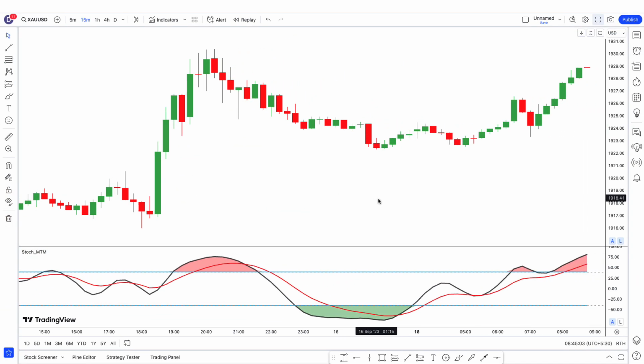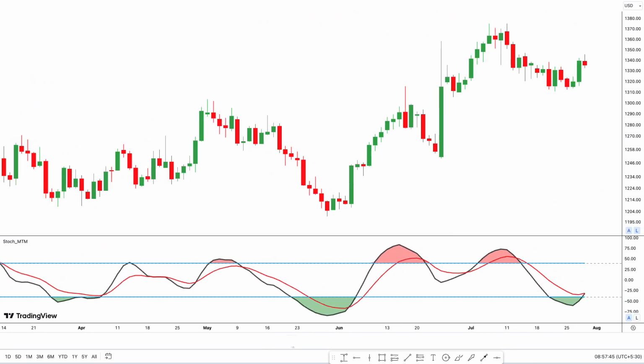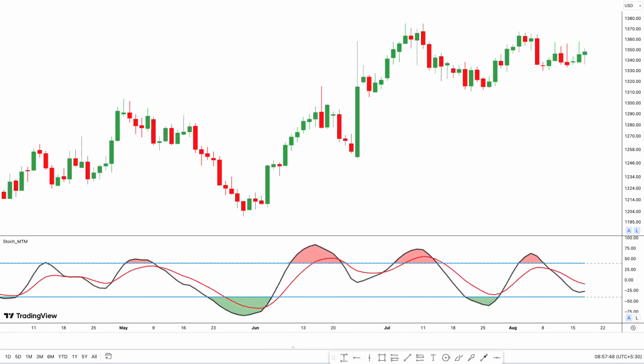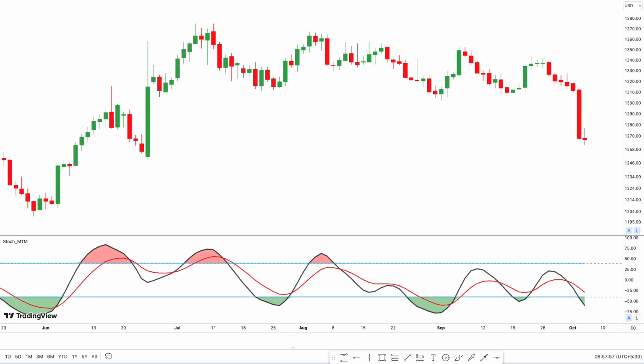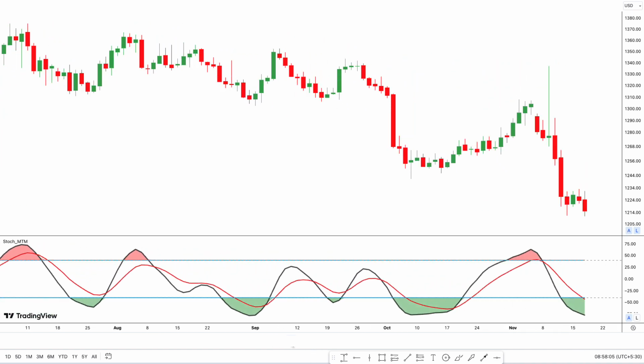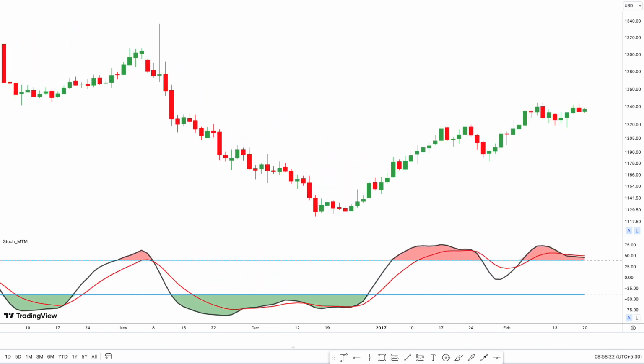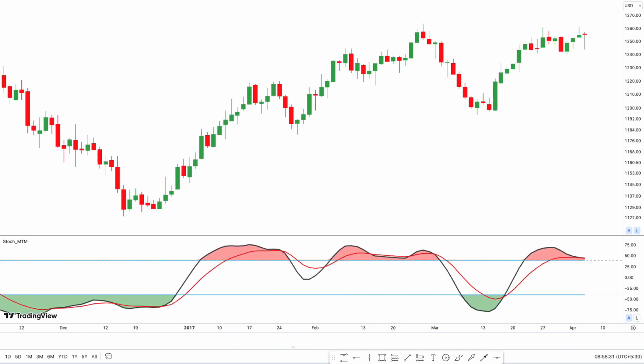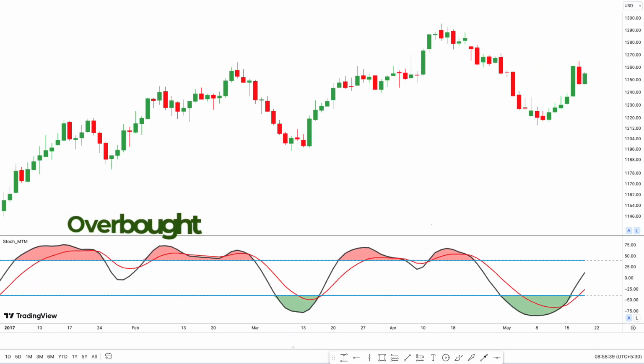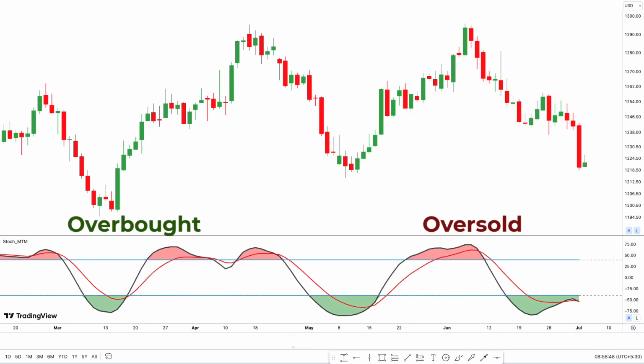The Stochastic Momentum Index is a variation of the traditional stochastic oscillator. It measures where the current closing price is in relation to the midpoint of the recent trading range for the purpose of identifying momentum changes in price. Like many oscillators, it provides traders with information about potential overbought or oversold conditions in the market.